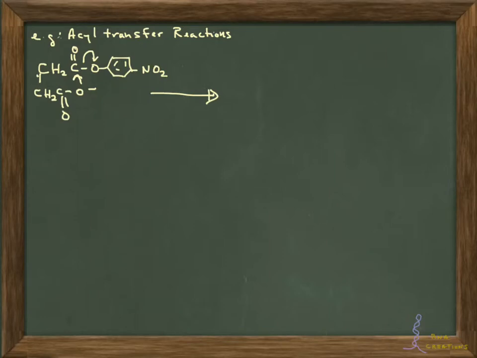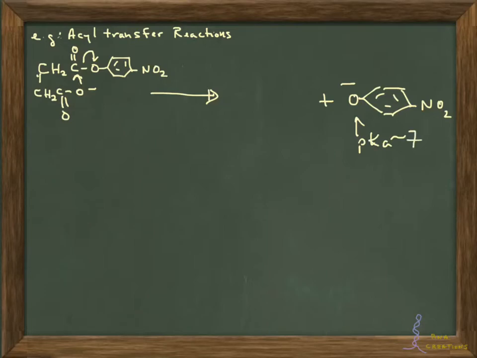So you're going to get an acid anhydride of this thing. So we can write down. So one product's going to be paranitrophenolate. Depending on the pH, that might be protonated too. I know that has a pKa around 7. So it's a really good leaving group.